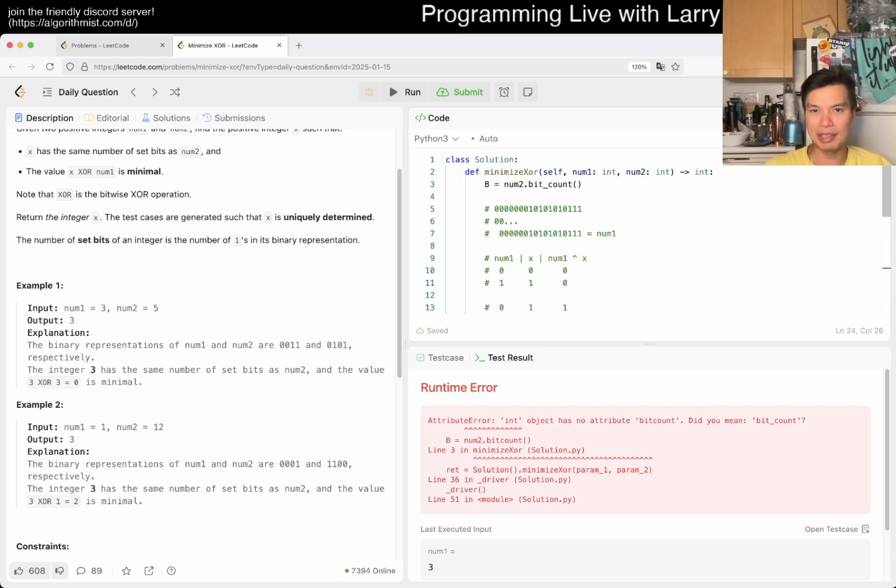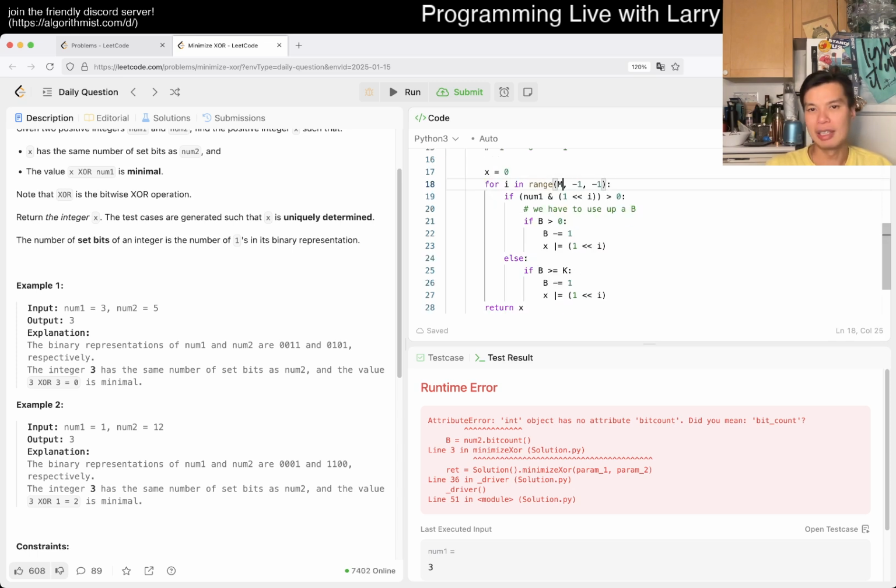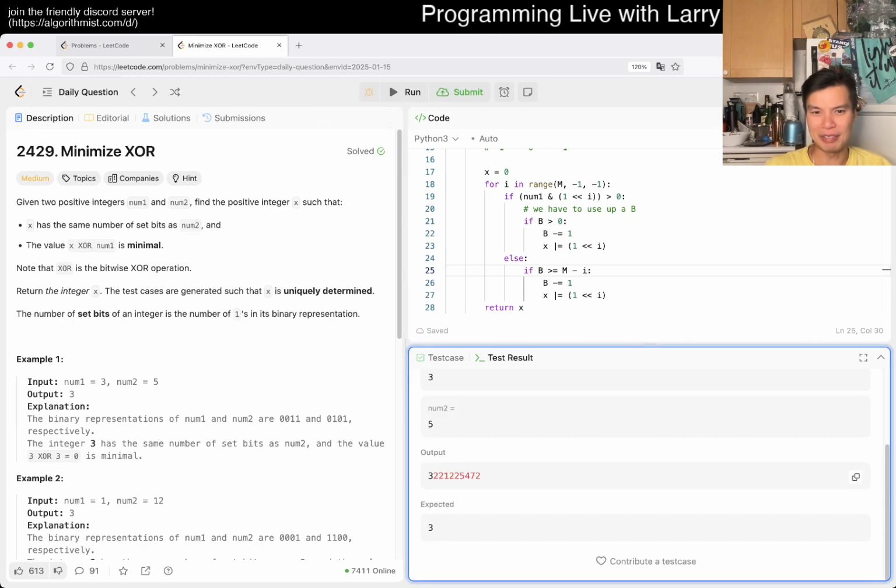Let's just say maybe we can even write m is equal to 31, so that we have fewer constants, right? And then m minus i is the number of digits left, yeah. And I think we are good. Let's run it real quick. And I think we are wrong.